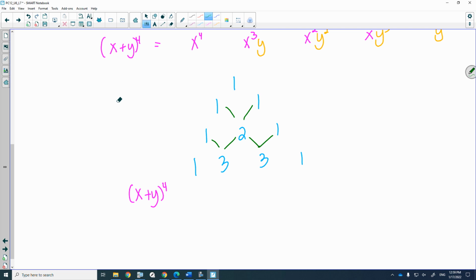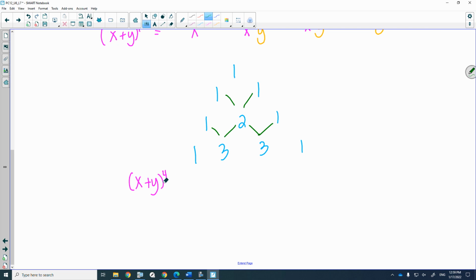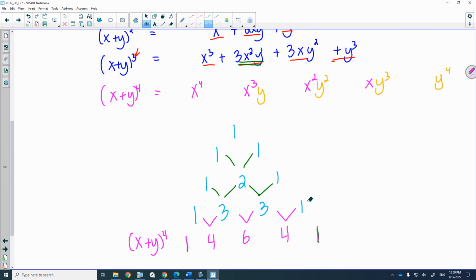So if I said, what are the coefficients going to be in x plus y to the power of 4? Well, we know it's going to start with a 1, and we know it's going to end with a 1. 3 plus 1 is 4. 3 plus 3 is 6. 3 plus 1 is 4. Those are going to be the coefficients of x plus y to the power of 4. So let's put them in. We've got 1, 4, 6, 4, 1. These are all going to be added together. And that is the expansion of x plus y to the power of 4.